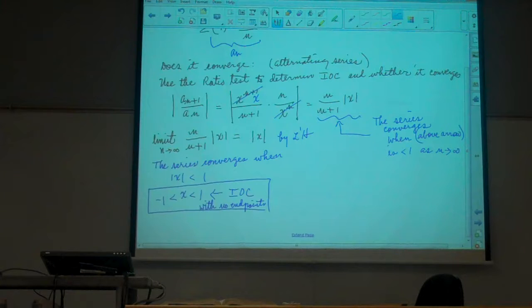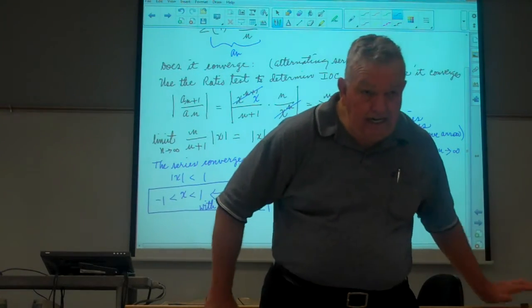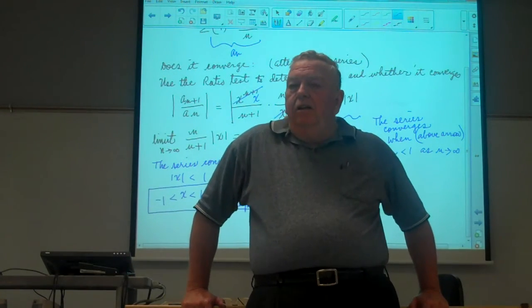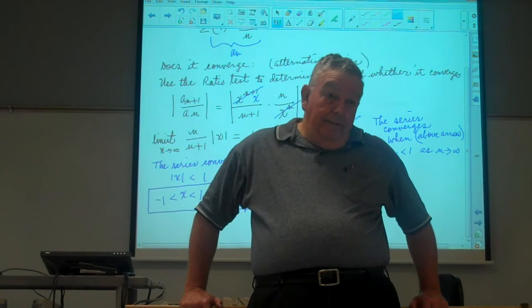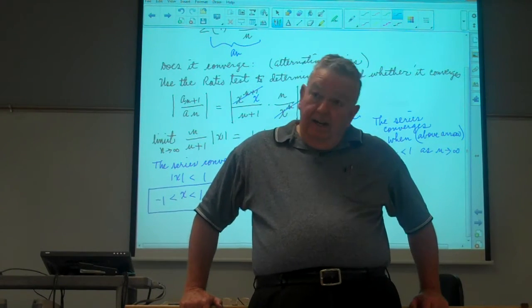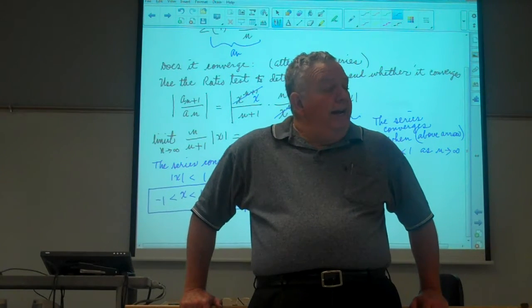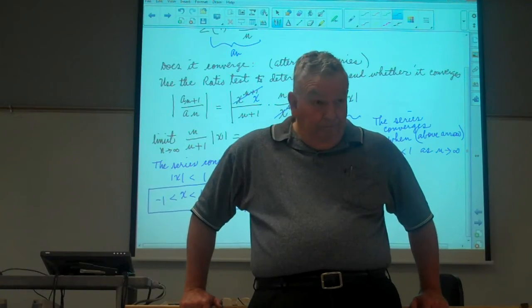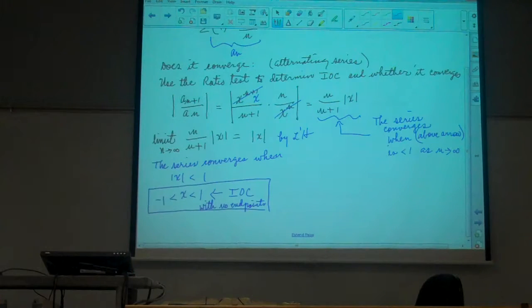I still don't know about the endpoints, do I? Do you agree? Do you remember, here's what I'm trying to tell you. The ratio test says that it is inconclusive at the endpoints. Doesn't that mean it might converge there and it might not converge there? And we'd have to find out. So all I'm going to do now is test the endpoints.